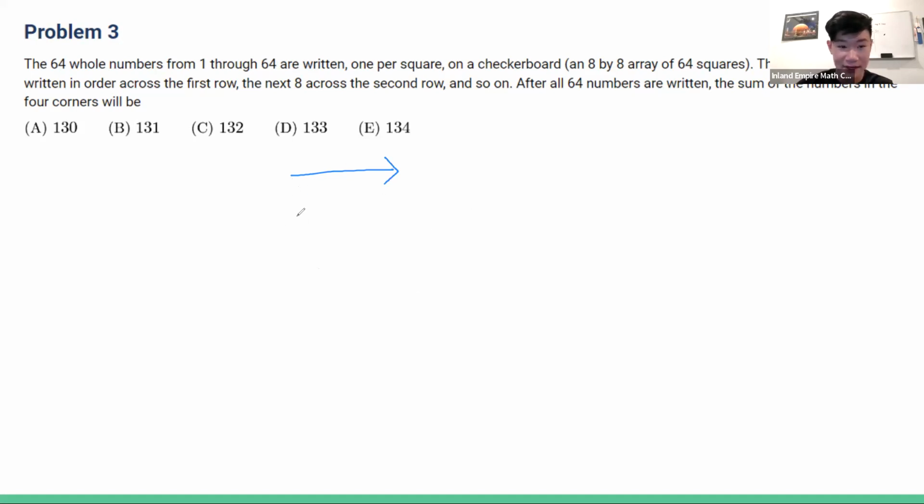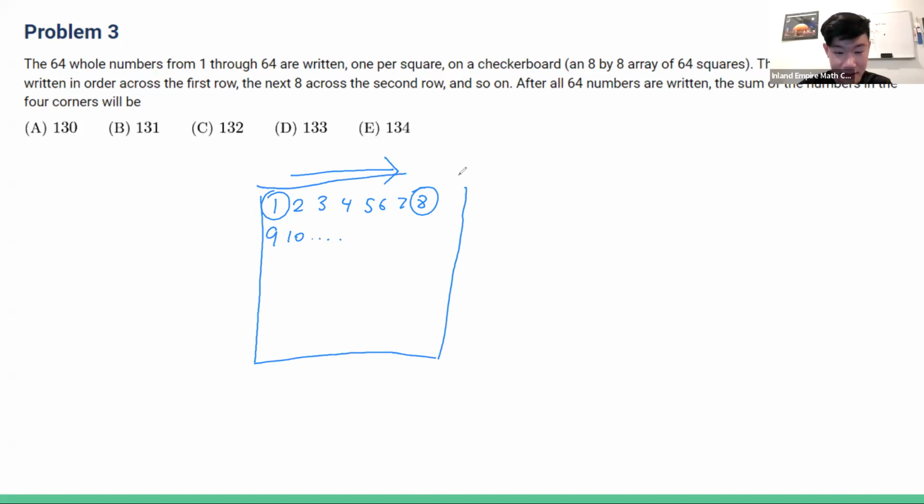So let's figure out this layout first. It's going to look something like 1, 2, 3, 4, 5, 6, 7, 8. And then, as it says, we're going to go down, write the next 8, right? So on and on. So obviously, the first two corners are going to be 1 and 8, because the square is going to look like this.